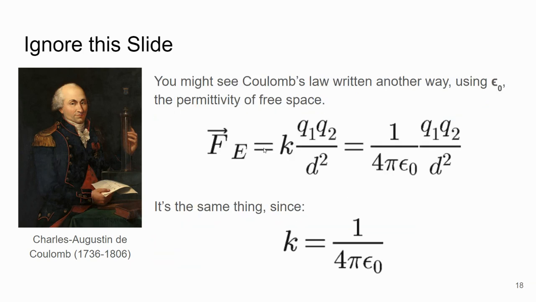Sometimes, ignore this slide, you will see F_e written as 1 over 4 pi epsilon naught times Q1 Q2 divided by d squared. It's the same thing because of what k, Coulomb's constant, is equal to. I'm just showing you this because when you see this in physics in college, you might see it this other way. We're just going to use k. We're not going to use 1 over 4 pi epsilon naught.